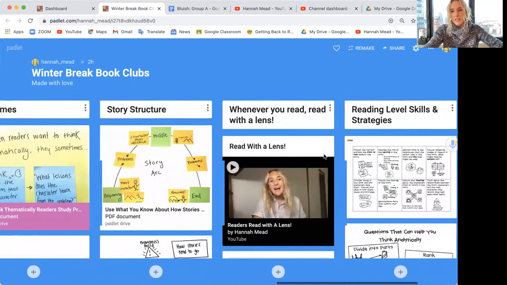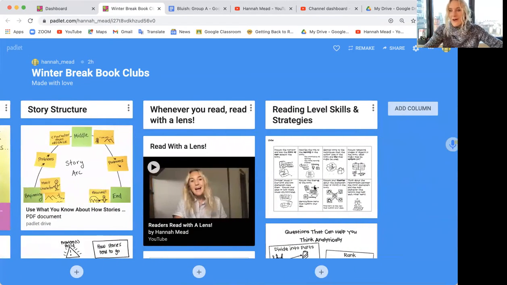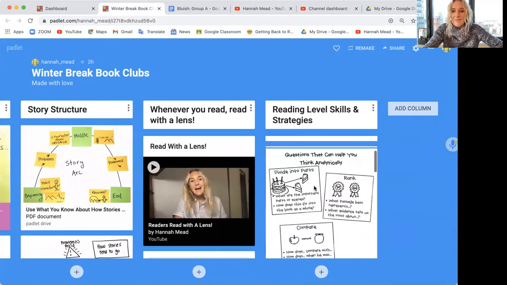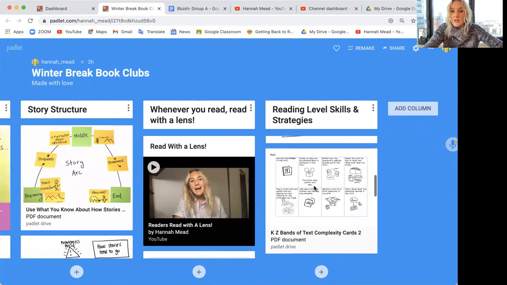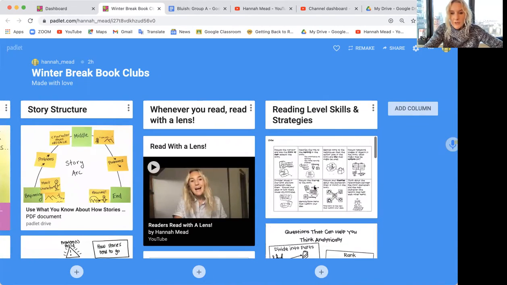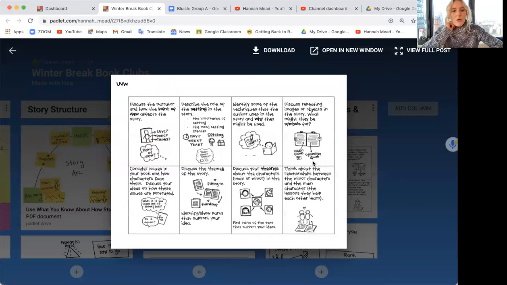I'll go over to my reading level because when in doubt, I know I can use that and I've been using it since the beginning of the year. So I'll go to my reading level. I'm reading at a UVW. Okay, what could I use here if I'm in the beginning of the book?